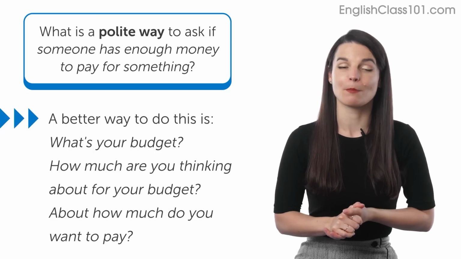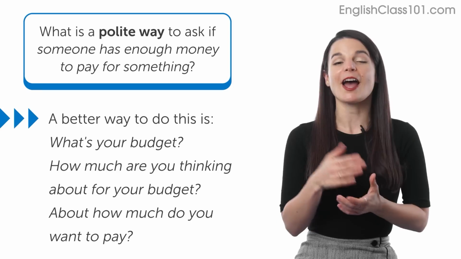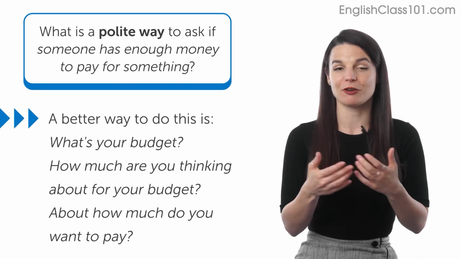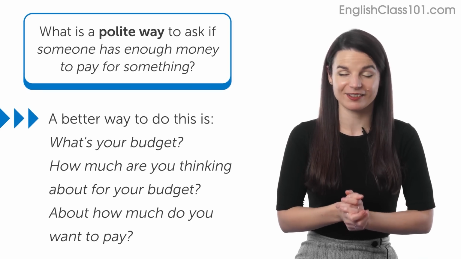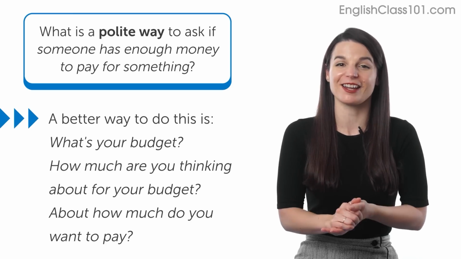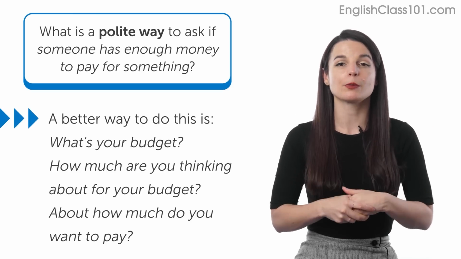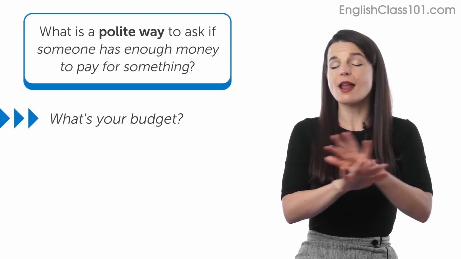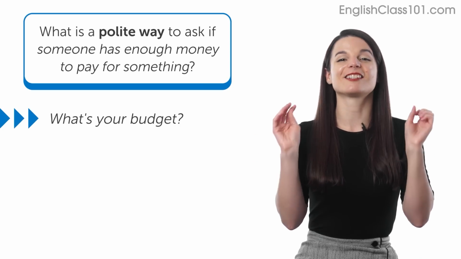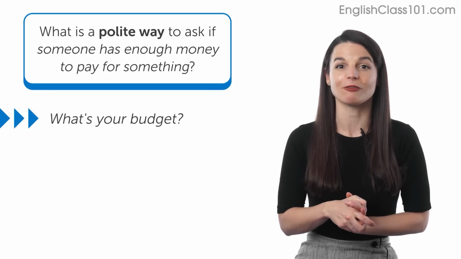Instead, a much better question to ask is, "What's your budget?" What's your budget? Or "How much are you thinking about for your budget?" Or "About how much do you want to pay?" So those are a little bit more polite ways to ask about someone's financial situation, yeah? I personally would say, "What's your budget?" Because it just sounds very quick, very easy, not scary, not threatening. It's just a very straightforward, friendly way to ask about someone else's finances.